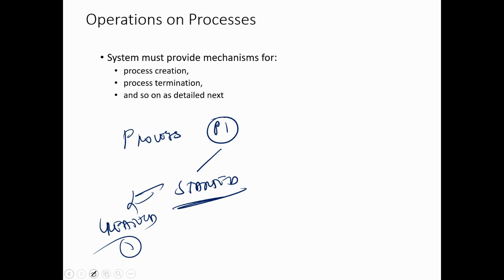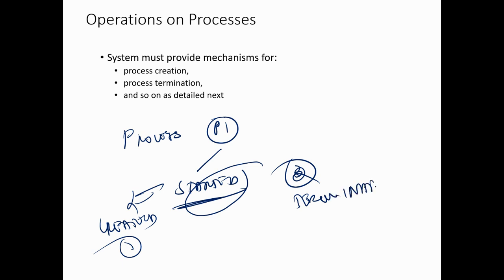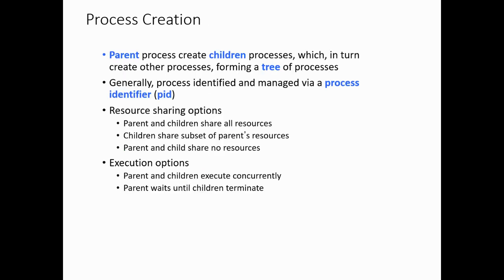So this is one operation we are supposed to perform. The process should be created. Then the process should be executed. Then the second thing, we are supposed to terminate the process, and so on as detailed next, right? What we're going to see: first we are supposed to create the process, second we are supposed to terminate the process.